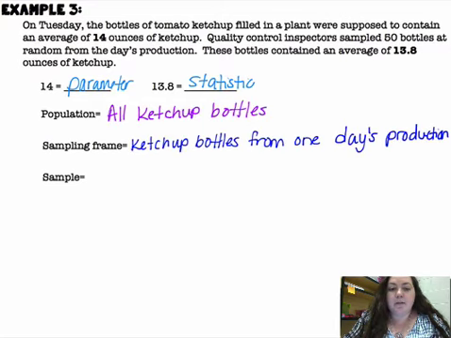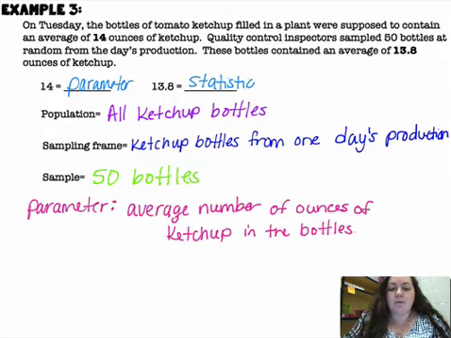All right, my population is all ketchup bottles. My sampling frame was ketchup bottles from 1 day's production. My sample was 50 bottles. And my parameter was the average number of ounces of ketchup in the bottles.